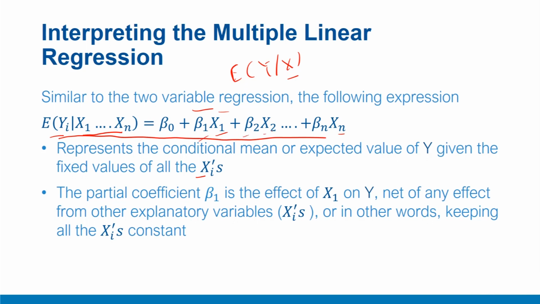Notice the coefficients beta 1, beta 2 and so on up till beta n here. These are called partial coefficients. For example, this beta 1 is the partial coefficient and it measures the effect of x1 on this variable y net of any effect from any other explanatory variables, that is xi, or in other words, keeping all the other xi's constant. If all the xi's are held constant except x1, then beta 1 will represent the impact of x1 on y.